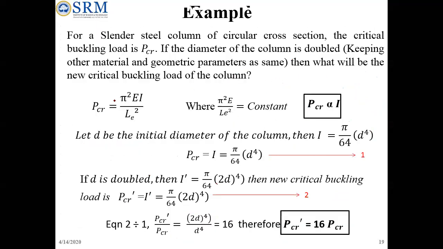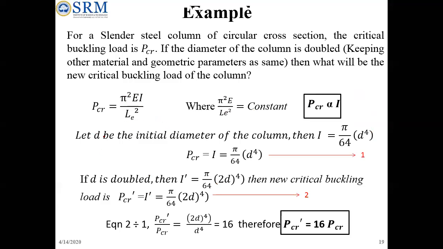Another example is a slender steel column. Again, it's a circular cross section. So you know the formula pi by 64 into d to the power 4. And if the diameter of the column is doubled, keeping the material and the geometry parameters the same, then what will be the new critical buckling load of the column, they are asking. So we need to find out the critical buckling load. The formula is pi square EI by LE square.